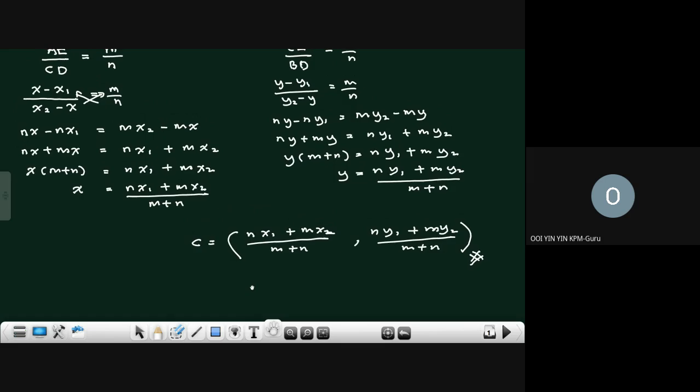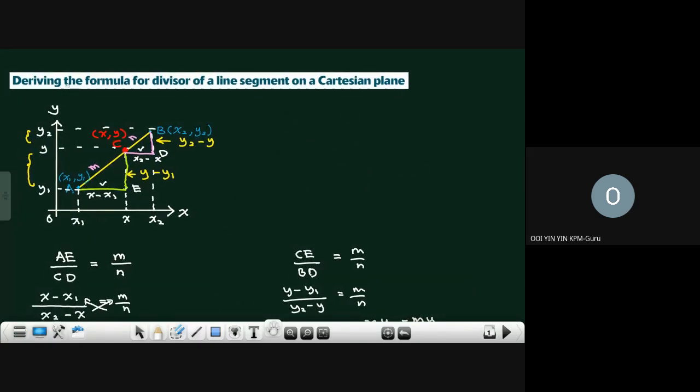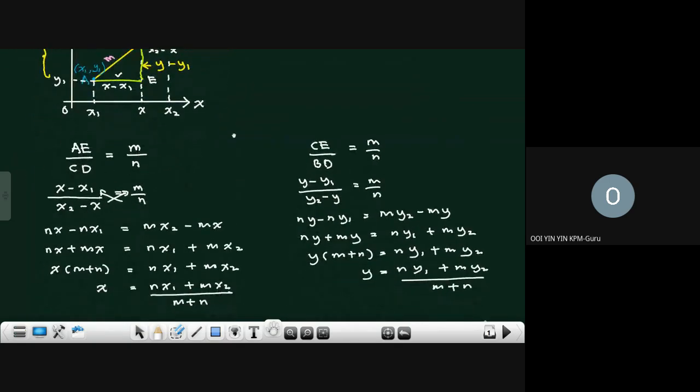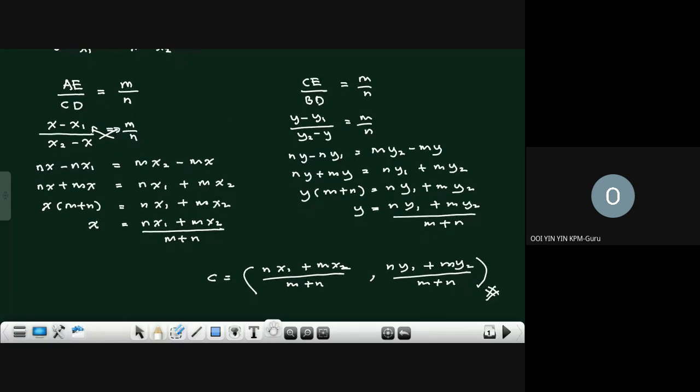so this one, never mind, you can look back slowly. This is you need to copy in your textbook, please. There is no space in the worksheet that I gave you. Please copy in your textbook how this formula is being proven, the deriving of the formula for the division of a line segment. Copy in your textbook. Must. Okay, done proving.